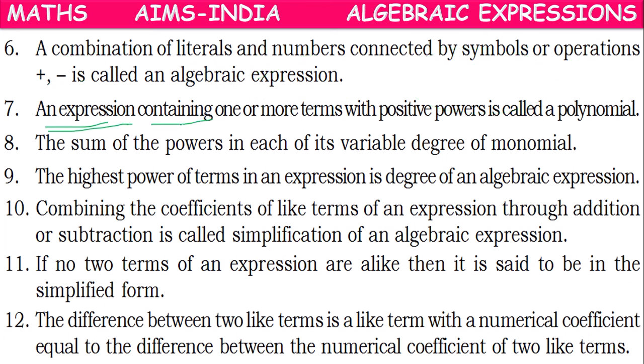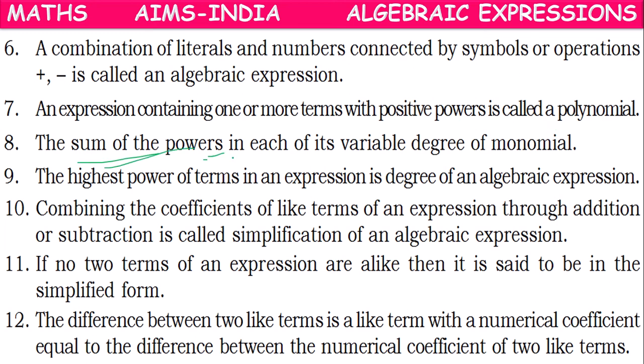An expression containing one or more terms with positive powers, that is, if in all the terms the powers are positive, is called a polynomial. So, if there is a negative exponent, it is not a polynomial.